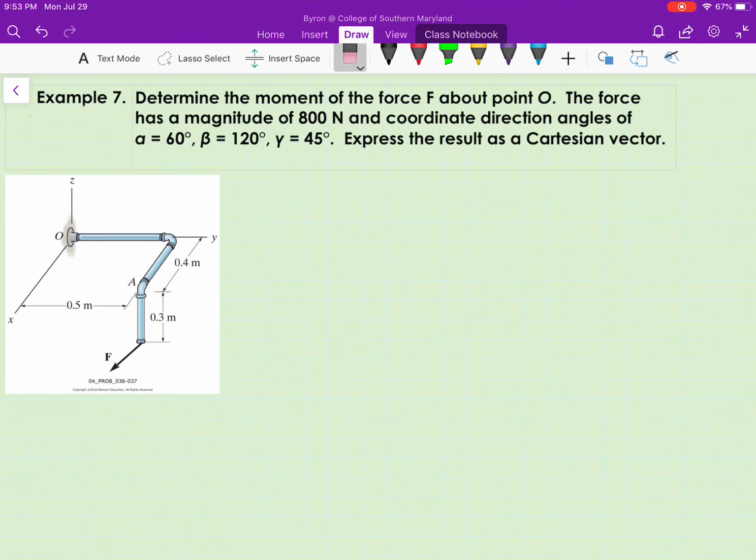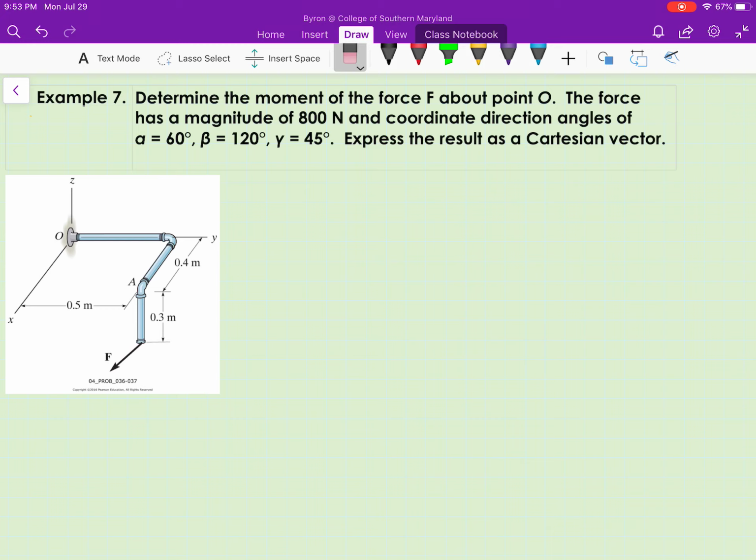In this problem, we're asked to determine the moment of the force F about point O. We're given the magnitude of F as well as the coordinate direction angles of F. We're asked to express the result as a Cartesian vector.